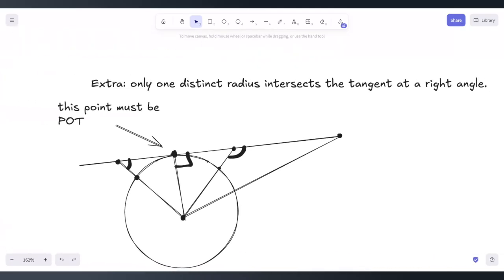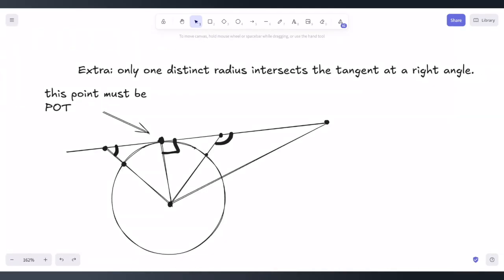Using this theorem, let's prove a corollary that the only radius that intersects the tangent at a right angle is the radius drawn to the point of tangency. That way, we know that if some random radius intersects this tangent at a right angle, it must be the radius to the point of tangency. And this will be really useful later on.